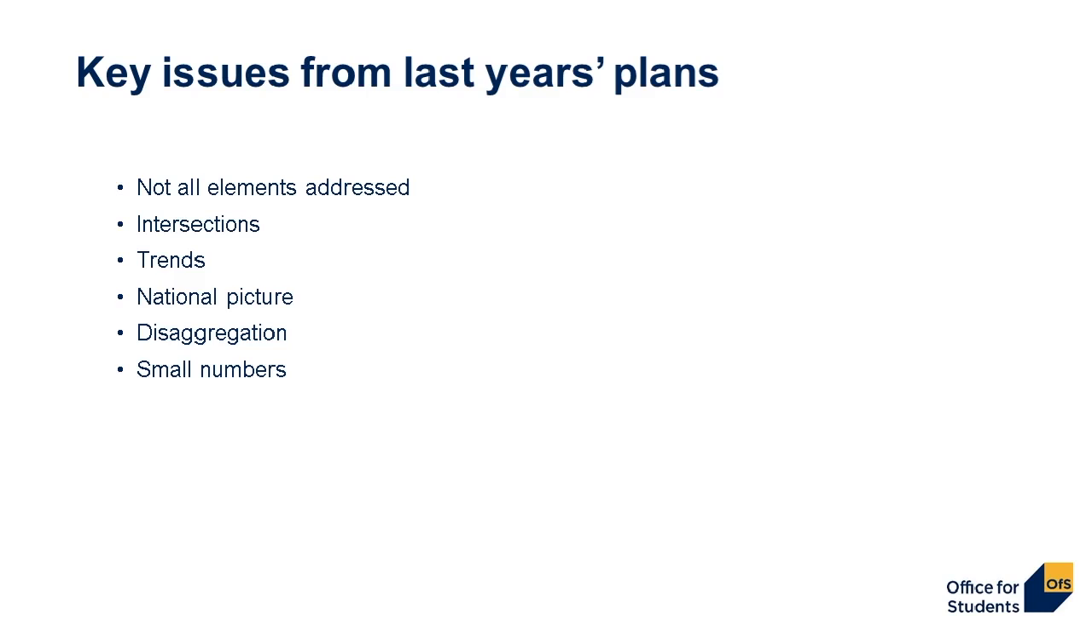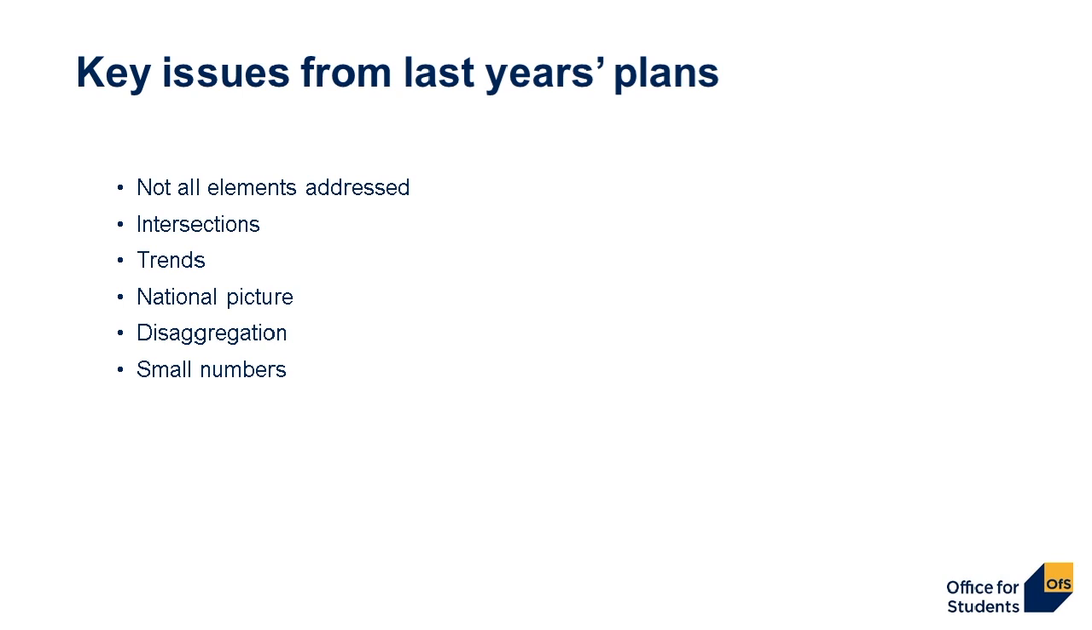So, for example, where not all elements were addressed, some life cycle stages or groups were omitted. There were some misunderstandings of the definitions of the life cycle stages. For example, progression was sometimes defined as internal progression rather than progression into employment or further study, which is our definition of progression. Success includes continuation and attainment. So this year there's a much stronger focus on the fact that the assessment of performance needs to contain both. And where there was no data, it was often left out of the assessment of performance.